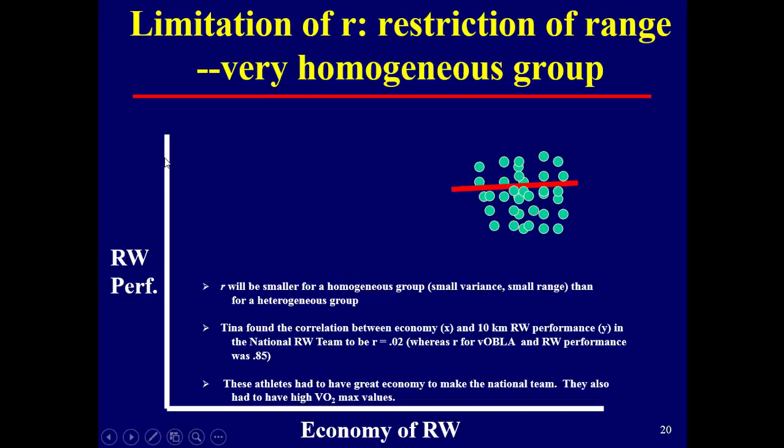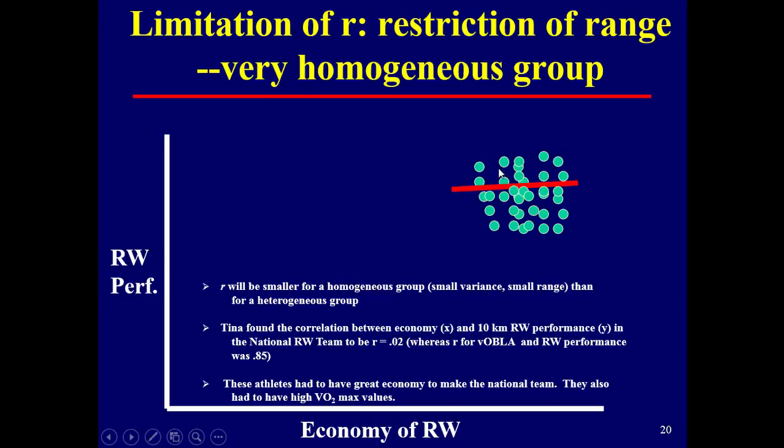These were some of the fastest race walkers in the world at the time. And so we have a very homogeneous group. It's not spread out. And if you look at how close these points are to the line, there doesn't seem to be a positive or negative relationship between how economical these women were and their race walk performance. And the reason is this data suffers from a limitation called restriction of range.